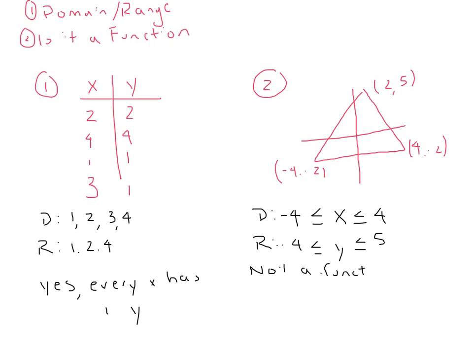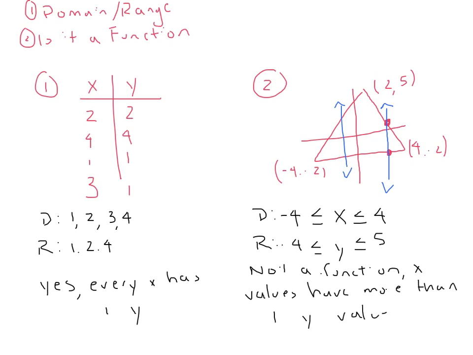And you could have said, well, there's places where the x's would be the same, right? For example, if we had a point right here and right here, they're going to have the same x value but different y values. Okay, we also could have used the vertical line test. If we drew a line in a lot of parts of this triangle, we would have hit more than 1 point. So I'm going to say not a function. X values have more than 1 y value. So this is not a function.